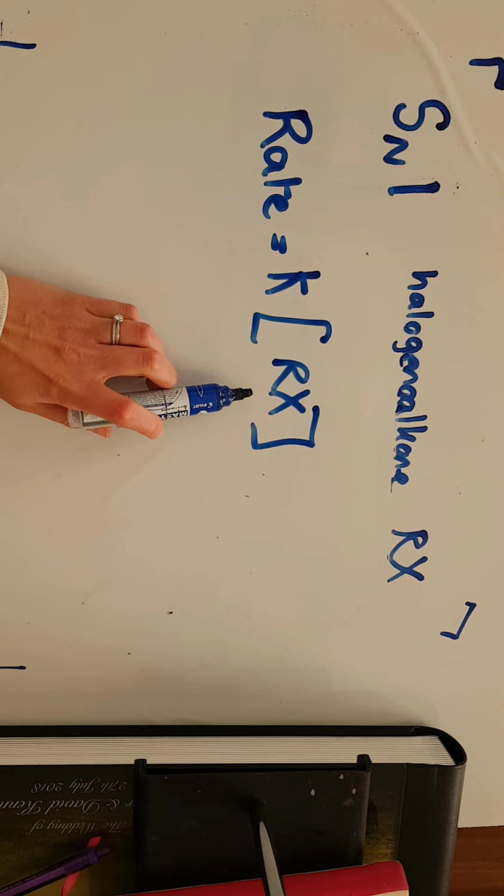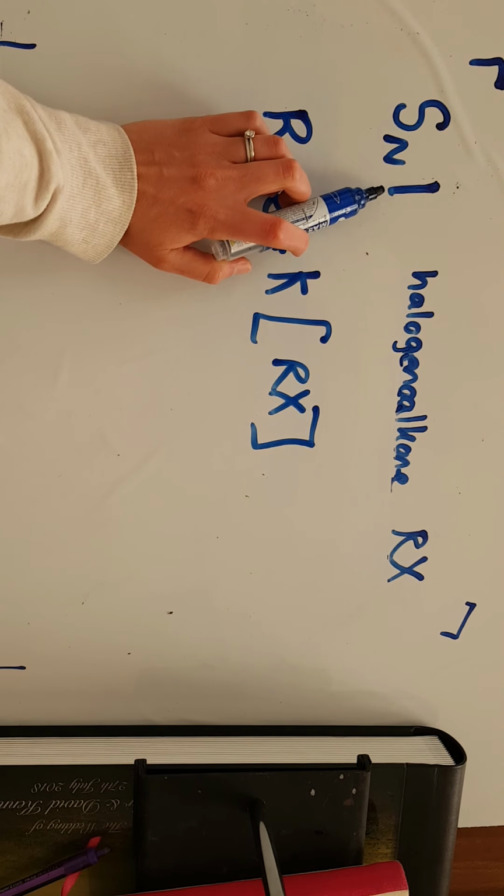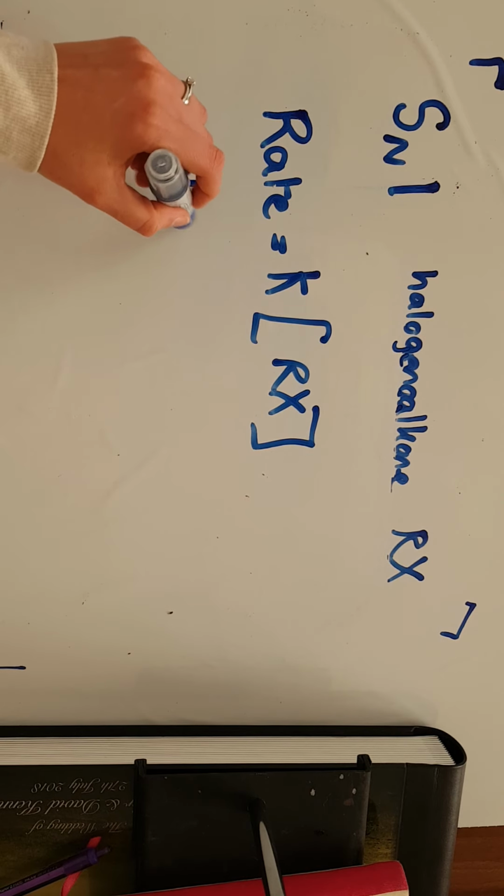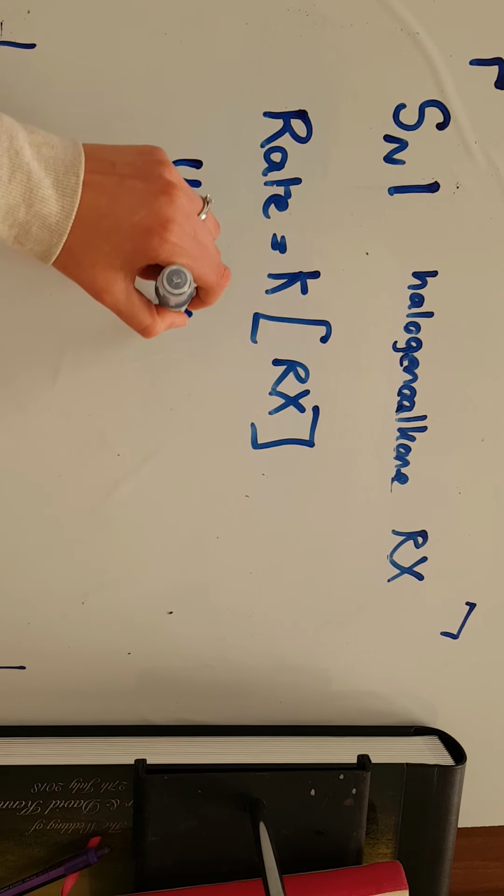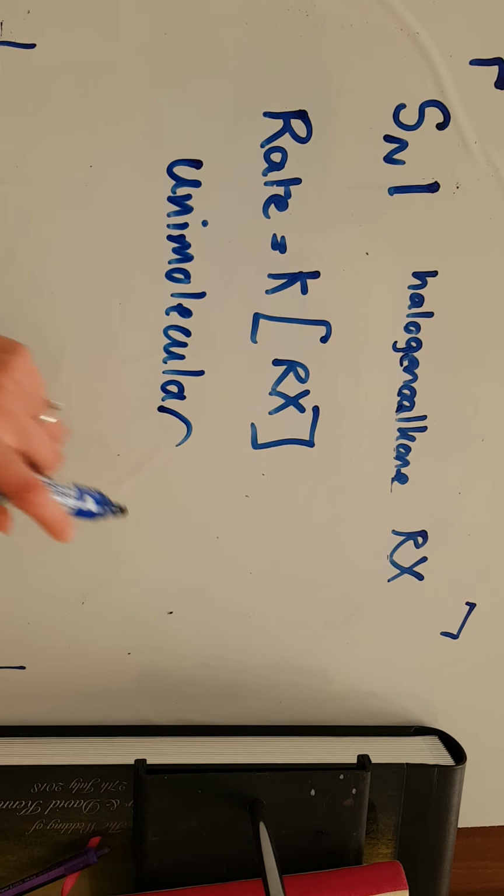One species in the rate equation, one over here, and this time we can describe it as a unimolecular reaction because it only depends on one species.